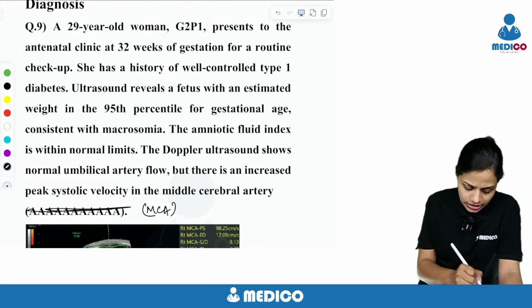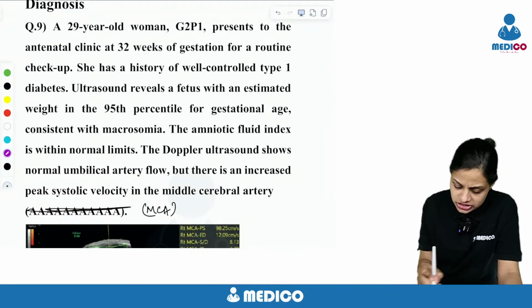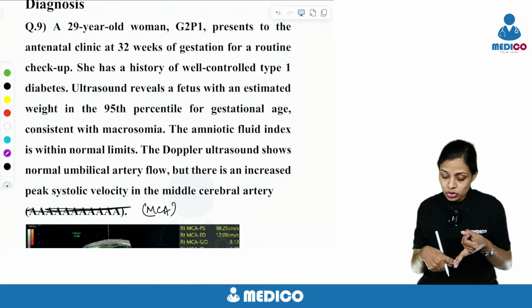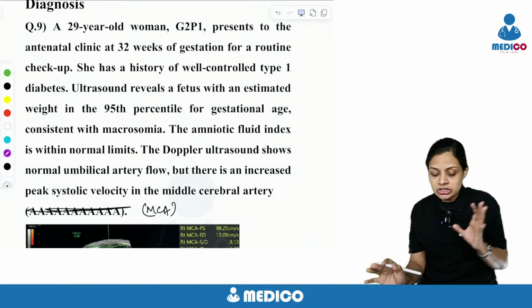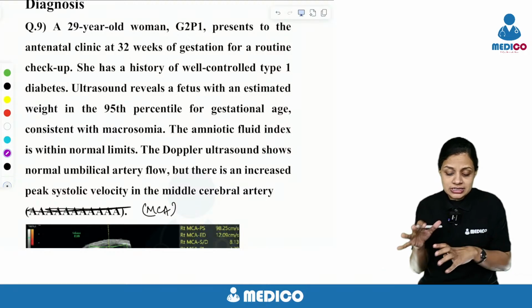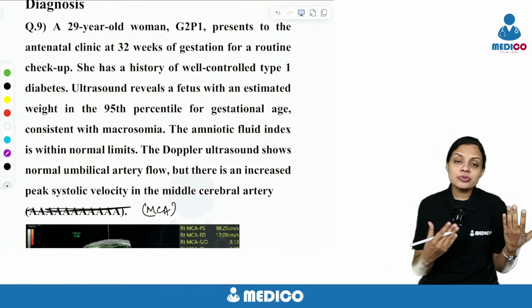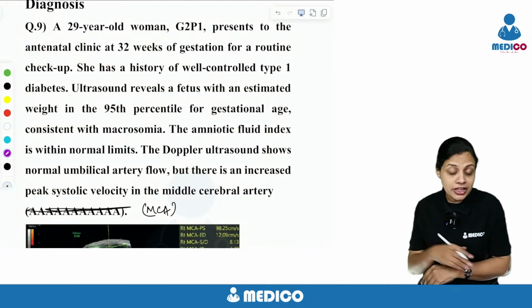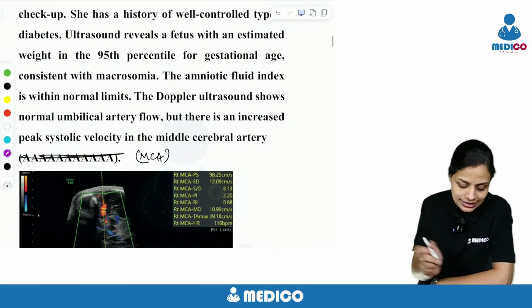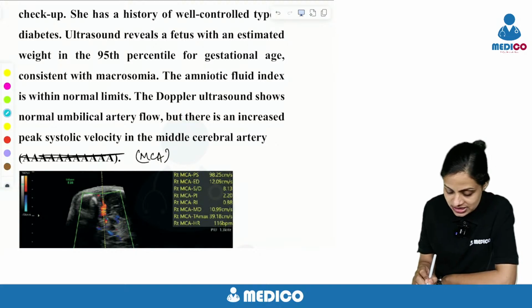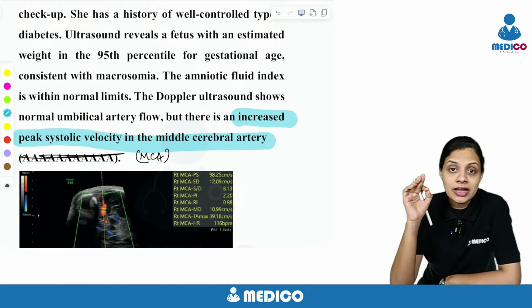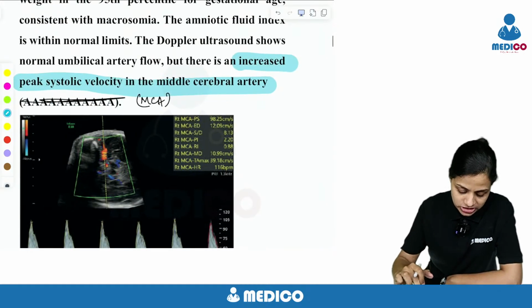So, you say that she has got a history of well-controlled type 1 diabetes, then you've got a fetus with macrosomia, and then they have mentioned the Dopplers. So when all these are mentioned, immediately your thoughts will go to diabetes and macrosomia, whether this has become a complication of that. But no, the only thing that is important in this question is an increased peak systolic velocity in the middle cerebral artery. That is the only take-home point from this question.